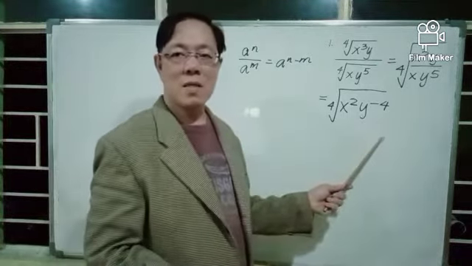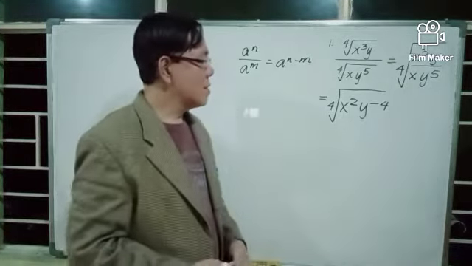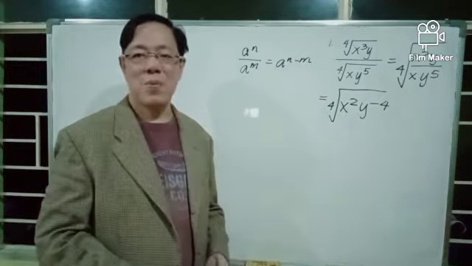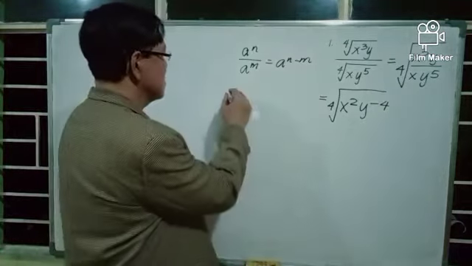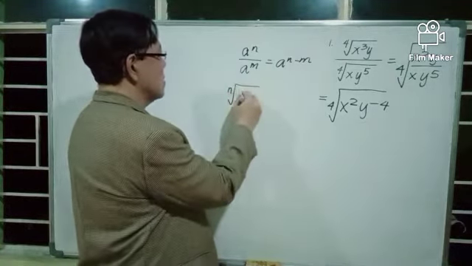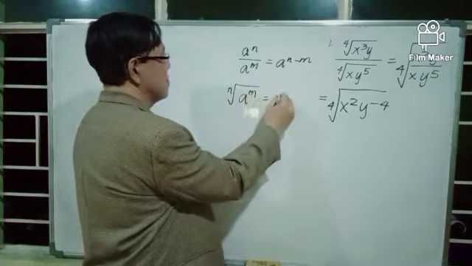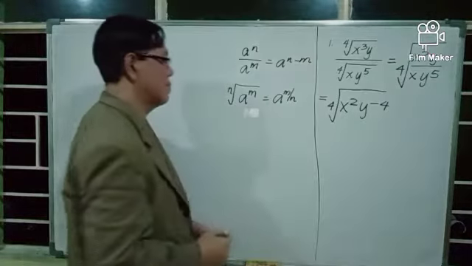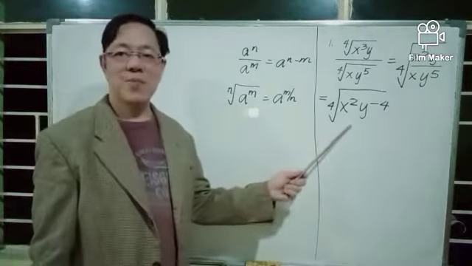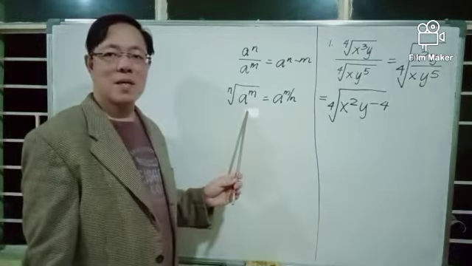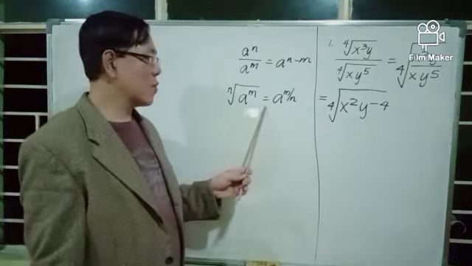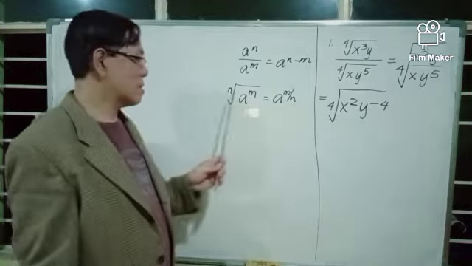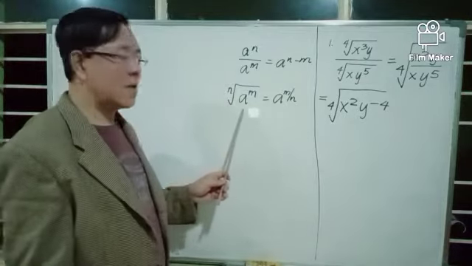Now we simplify this further by using a property of radical. The first property of radical that I have stated earlier: the nth root of a to the m. To simplify this further, we apply this first property of radical. The nth root of a raised to m equals a to the power m over n, where the denominator n here is the index of this radical expression.